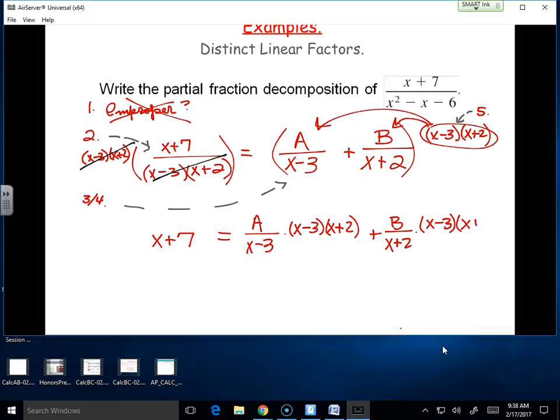Both terms need the entire product, x minus 3 times x plus 2. Both of them need it. But what do you guys notice about each of the terms? Yeah, whoever A was over, that's going to go ahead and cancel because they're going to match. Whoever B is over, that's what's going to cancel because they're going to match. And what do we have left? x plus 7 equals A times x plus 2 plus B times x minus 3.